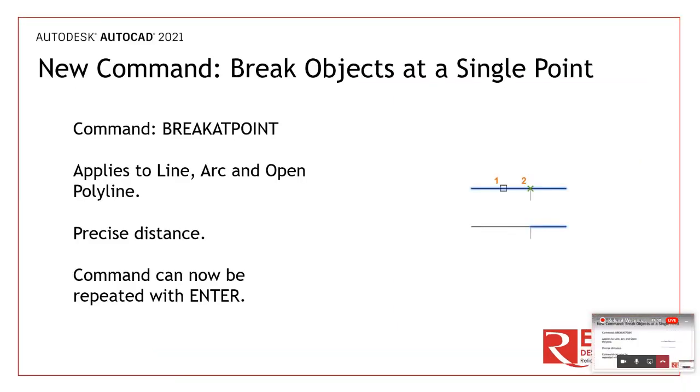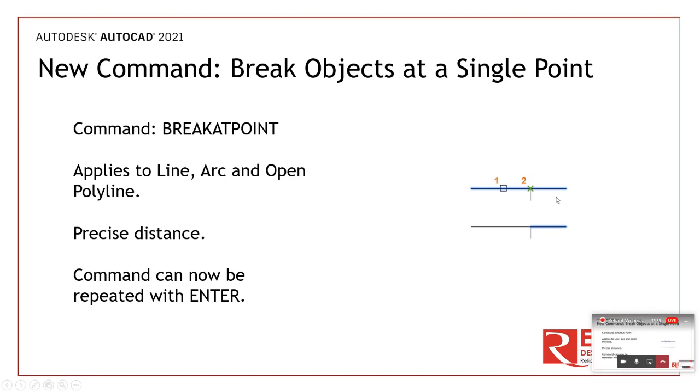Another command that has been improved in AutoCAD 2021 is the break command. Actually, this is a new command. It's called break at point. In the previous AutoCAD, we used the break command just to break a line, right? But the problem is that the previous break command is not so intuitive. It takes a few clicks and a few tries just to break a line without a gap.